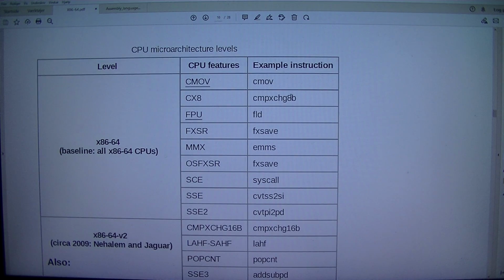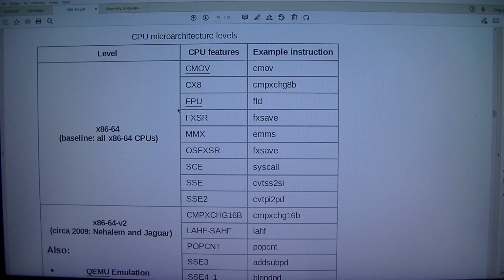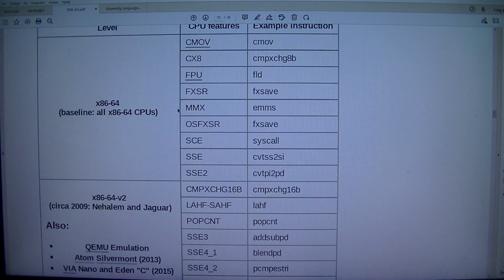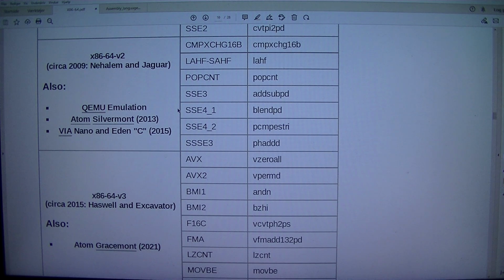CPU microarchitecture levels. Level, CPU features, example instructions. x86-64 baseline: all x86-64 CPUs. CMPXCHG8B, FPU, SSE, SSE2, FXSR. x86-64-v2: circa 2009, Nehalem and Jaguar, also QEMU emulation. Atom Silvermont, 2013. Nano and Eden C, 2015.